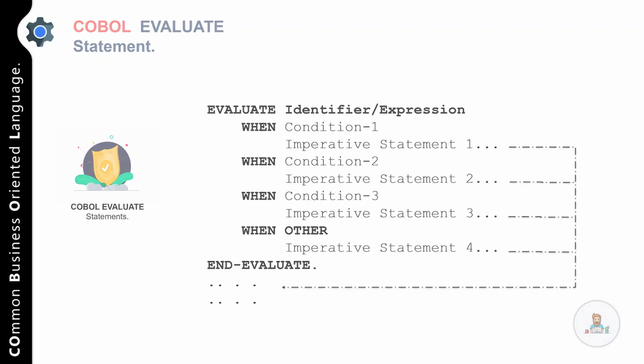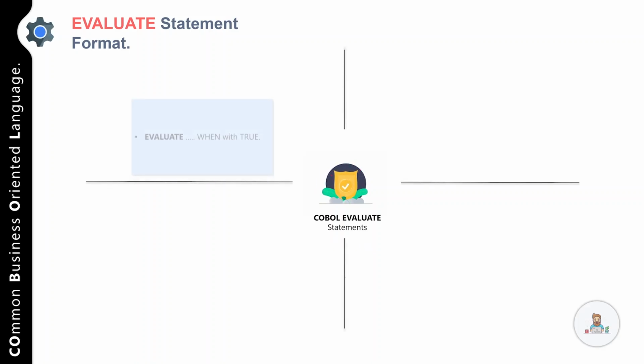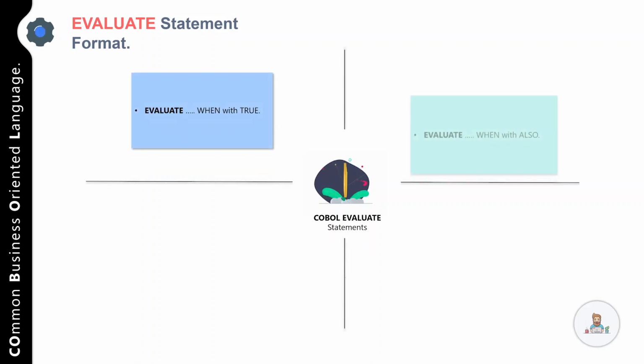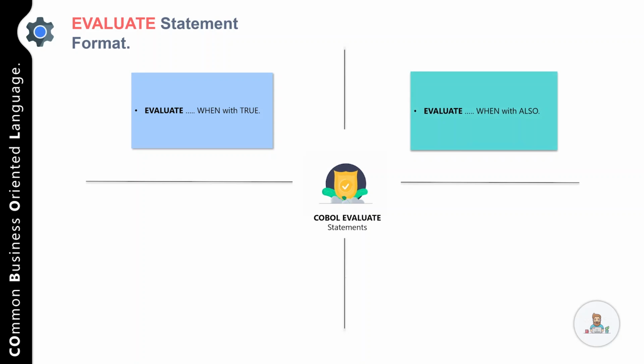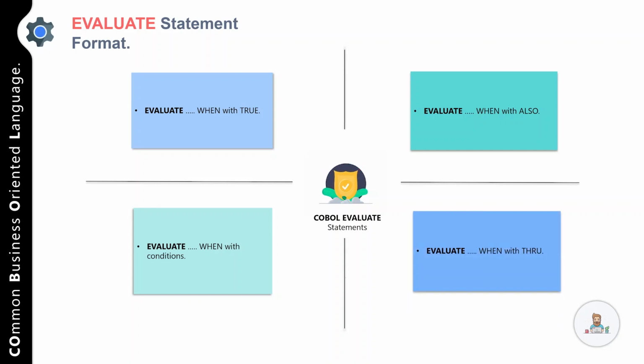Now let's talk about the format of the evaluate statement. The evaluate statement has 4 different formats. The first one is evaluate when with true. Then you have evaluate when with also. After that you have evaluate when with conditions. And the last one is evaluate when with the through option.